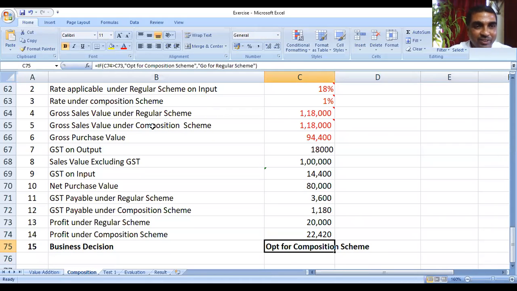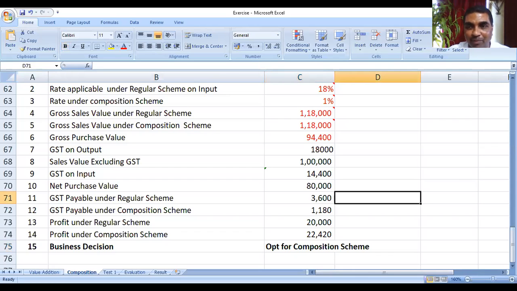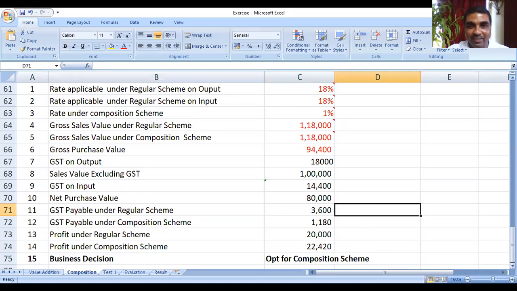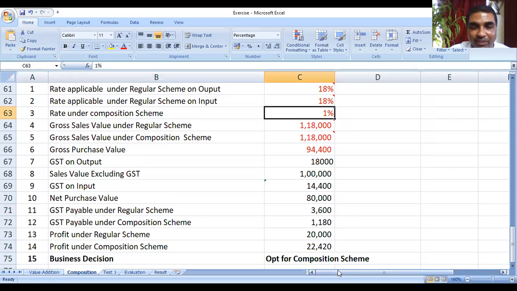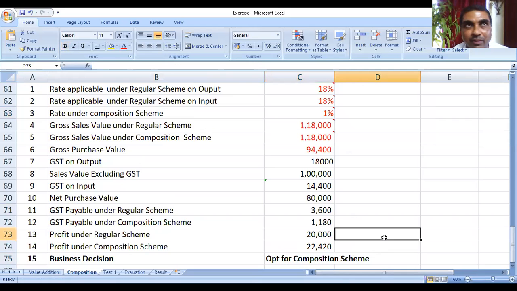Okay. The formula is not a great formula. You see, if this cell is more than this cell, comma, opt for composition scheme, inverted comma ends, then comma, or otherwise go to regular scheme. Understood? This is our model. Now you see how we can use the model. Suppose tomorrow you say it is not 1%. You say no composition scheme. Now you see what is the decision? Opt for composition scheme.